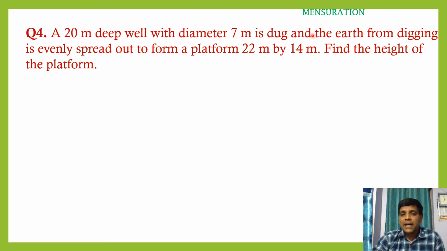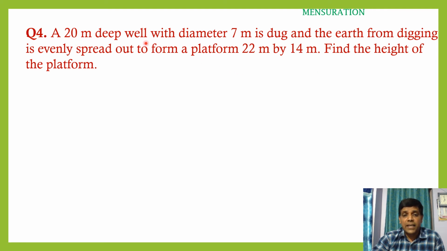So the mud or sand is spread out evenly. Now we get a platform. The platform is the shape of a cuboid. What is the measurement of the cuboid? 22 into 14. Find the height of the cuboid. So the height of the platform equals h. Now what do you observe here?